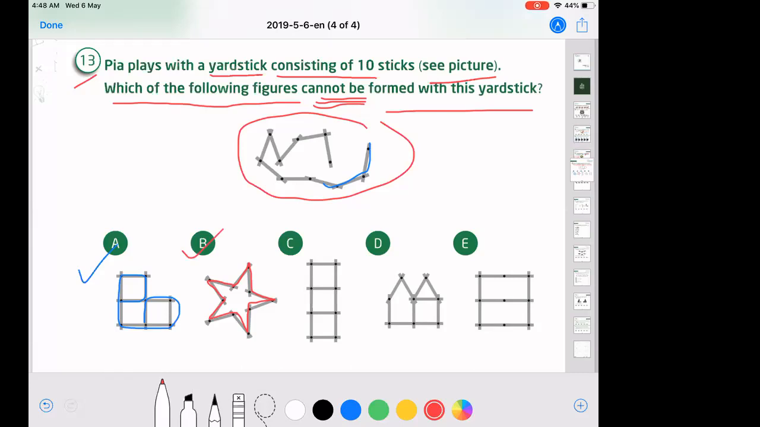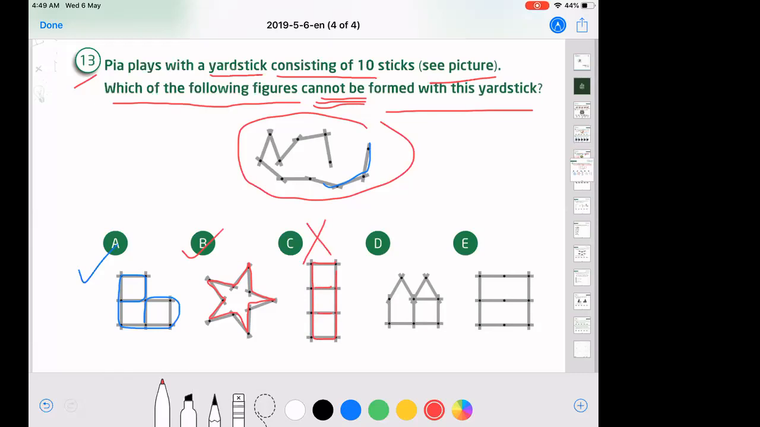Letter C, if I put my hand here, I move like that, like that. Okay. Oh, this is a problem. I cannot make the other. I cannot cut it and put it. So this is wrong.